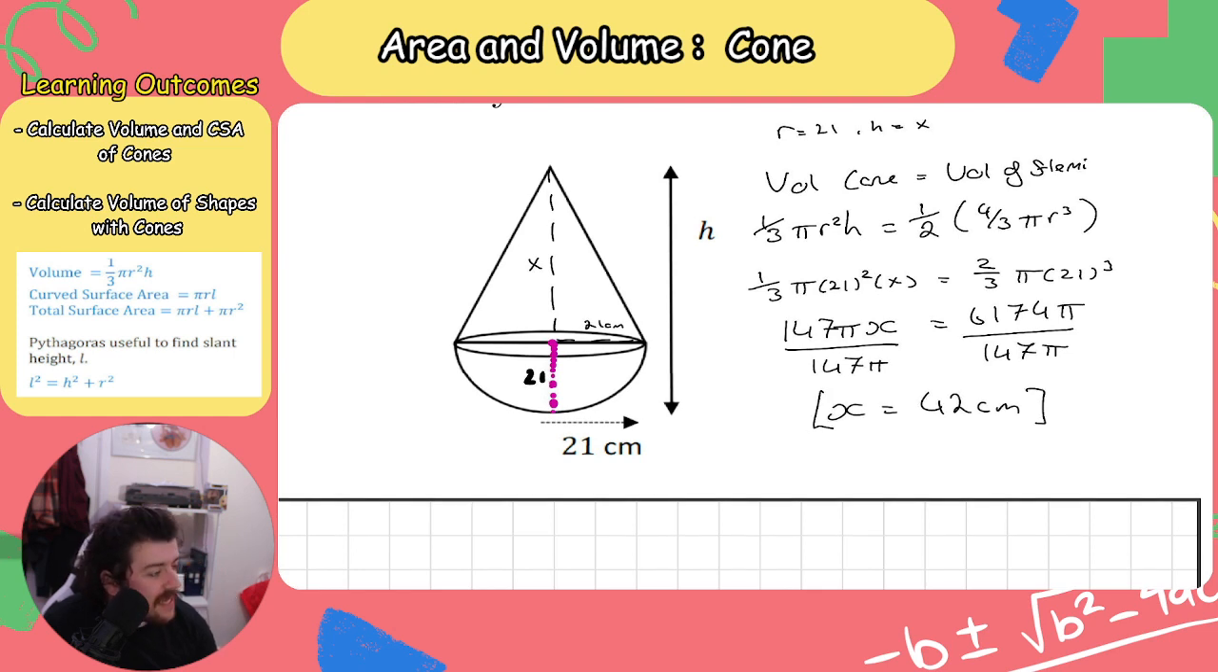So what is x? x is the height of my cone. So I find the height of my cone to be 42. The height of this hemisphere is 21.